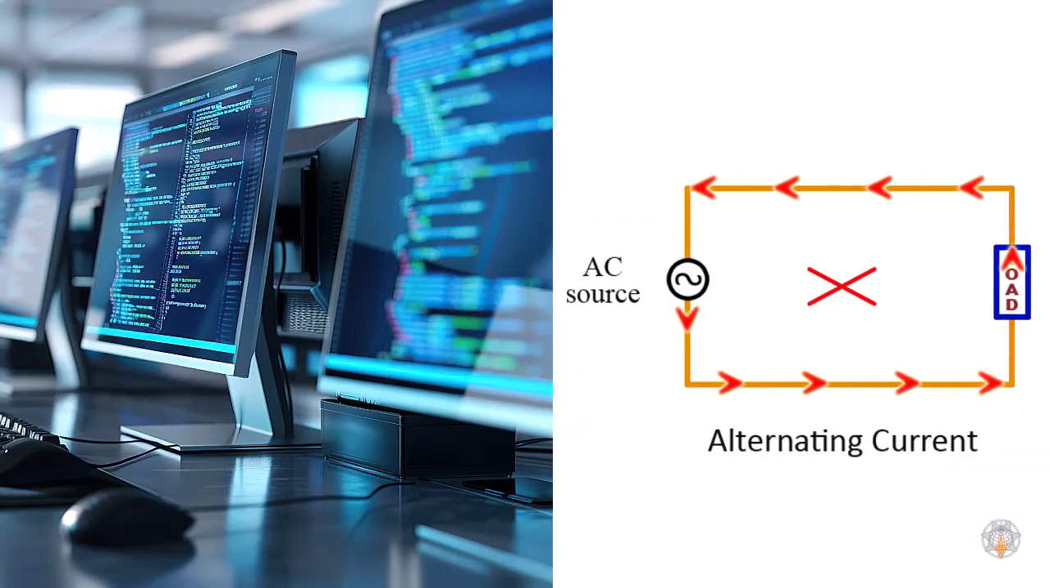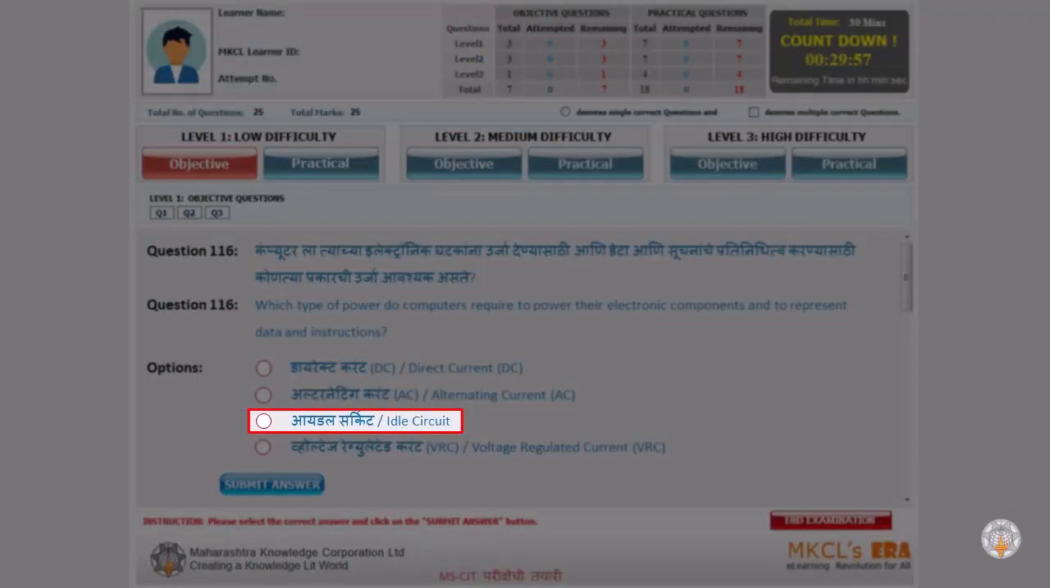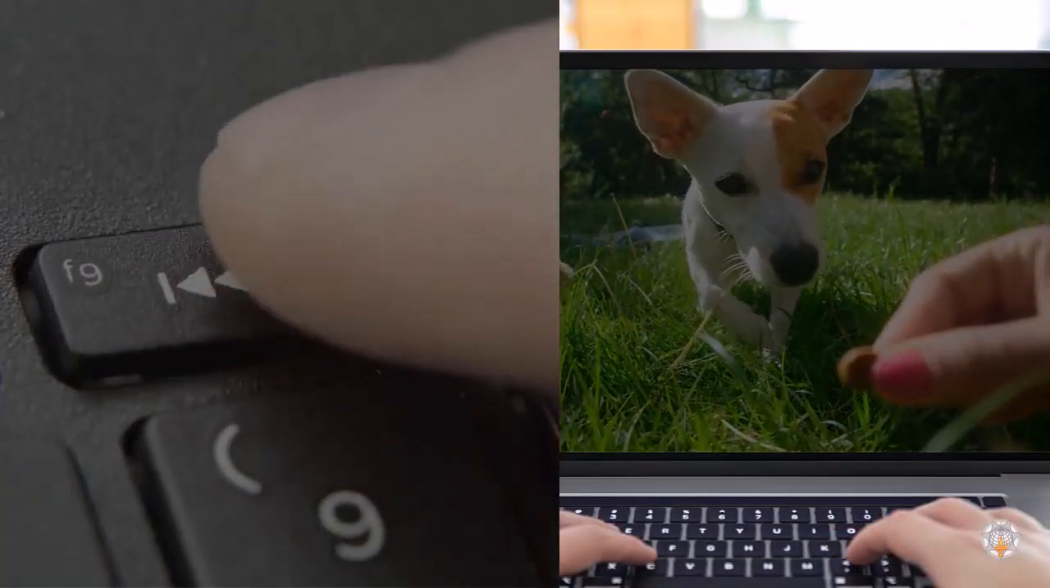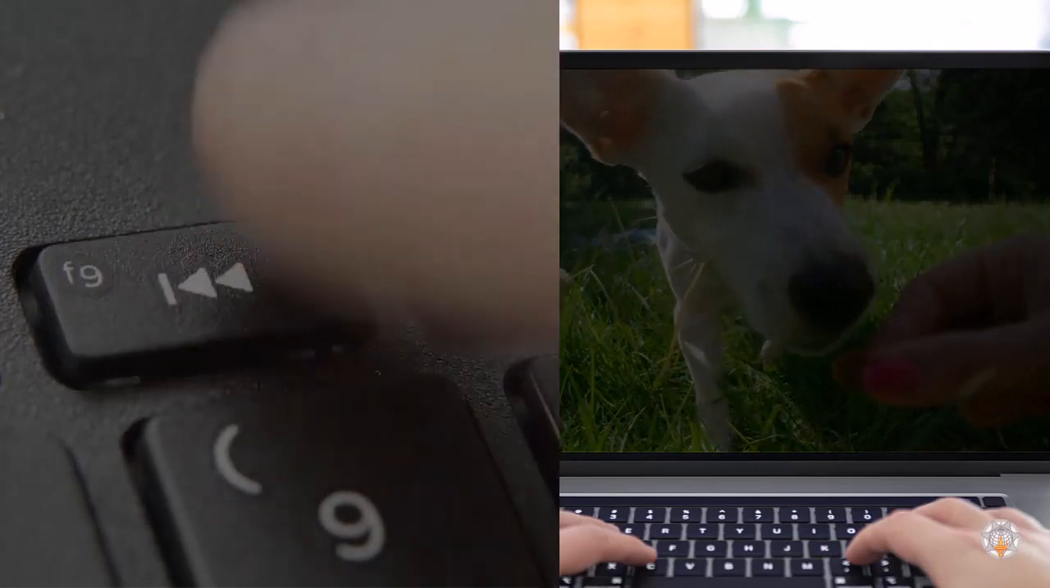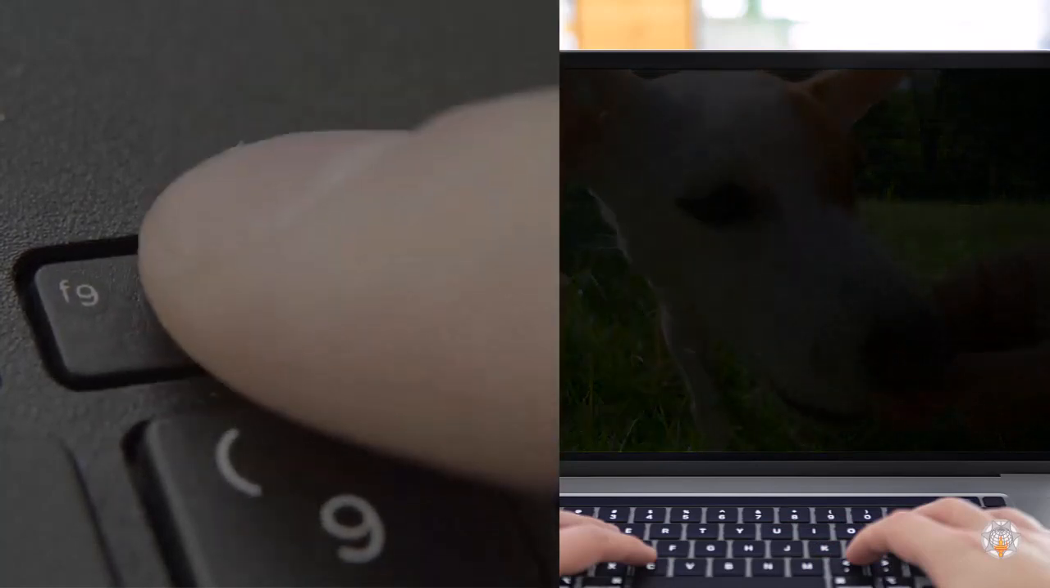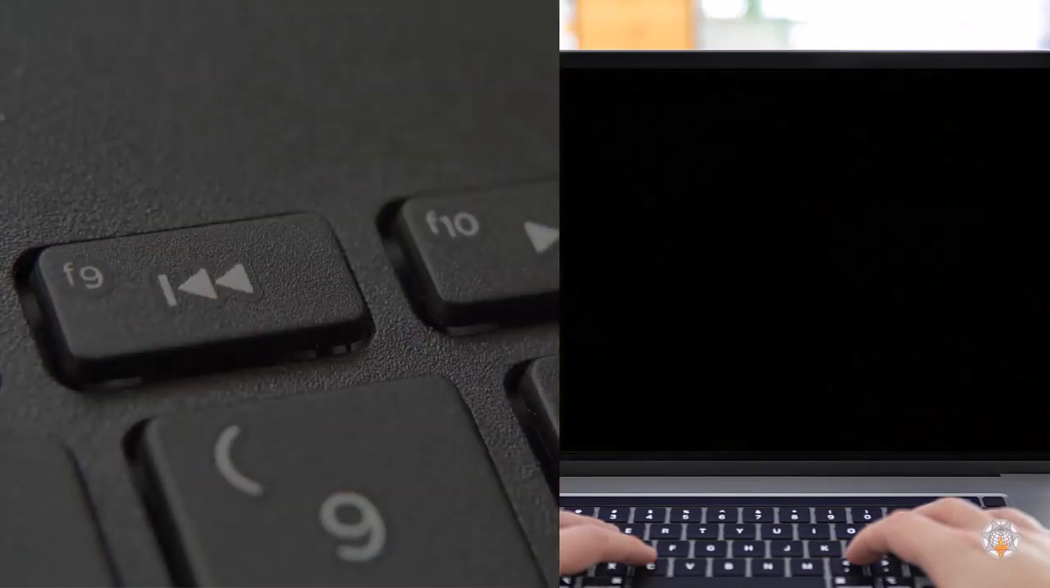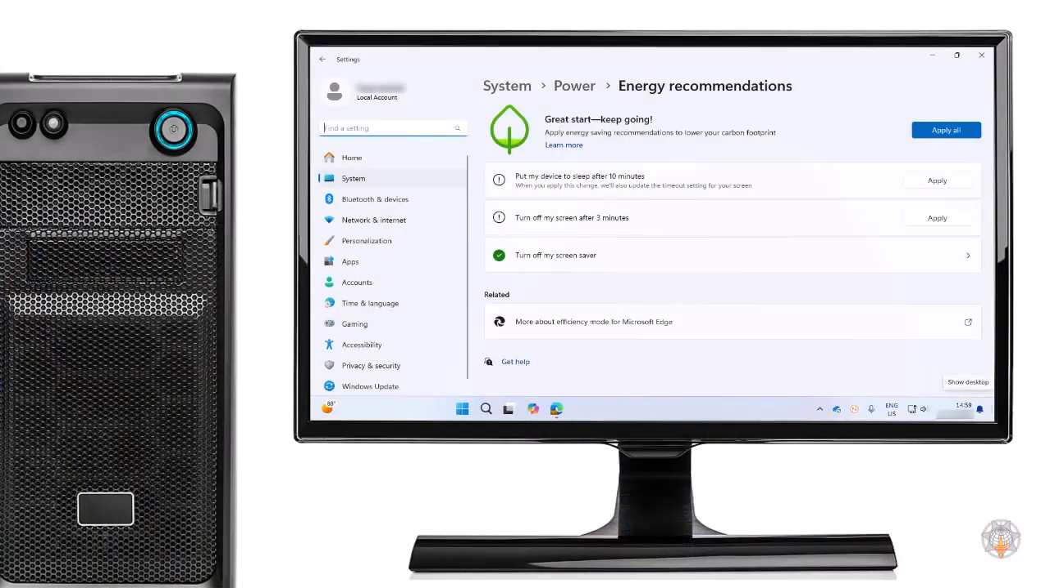Idle circuit. This is not a type of power, but rather a state in which a circuit is inactive or consuming minimal power. While power-saving features are important in modern computers, this option is irrelevant to the question about the type of power required to operate electronic components.